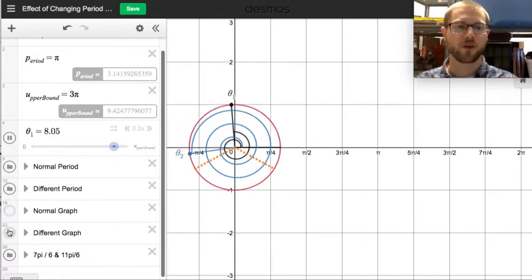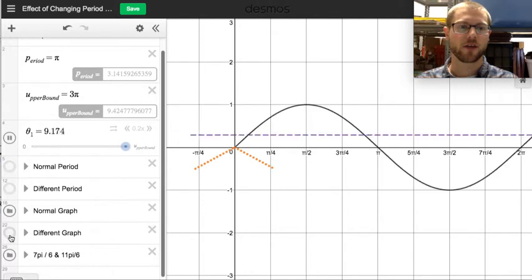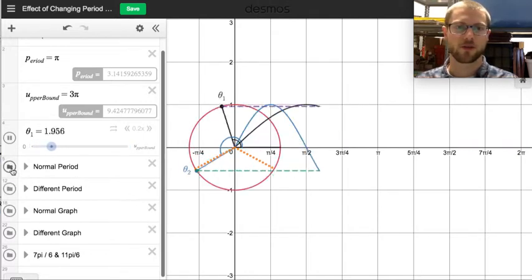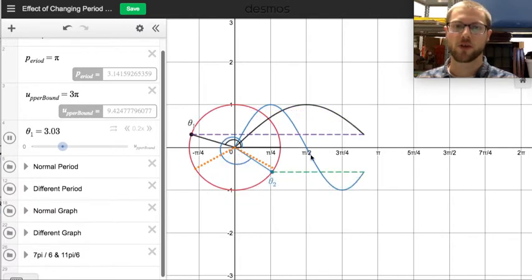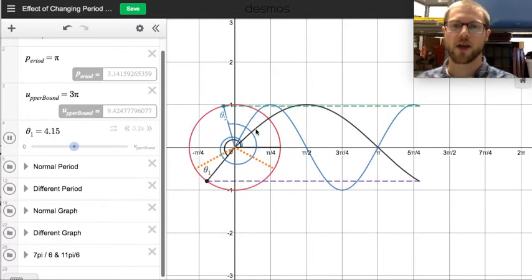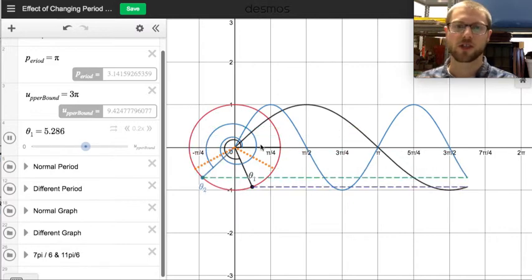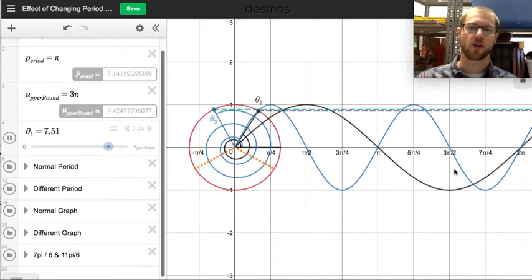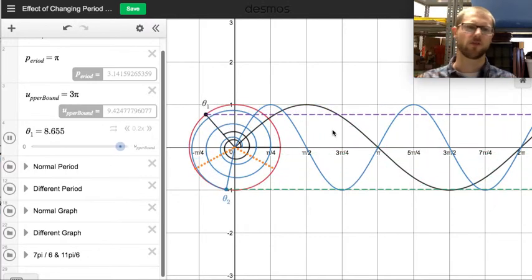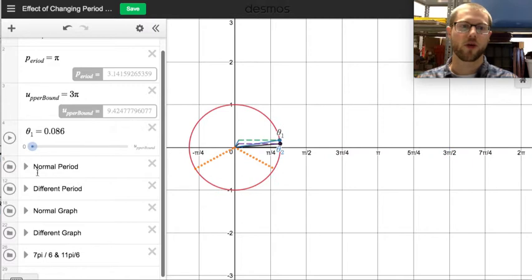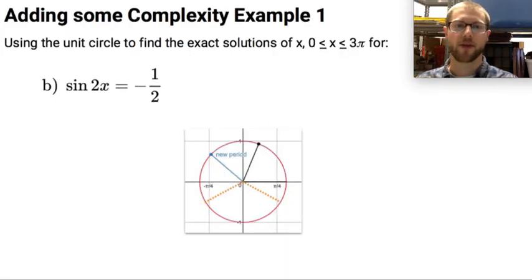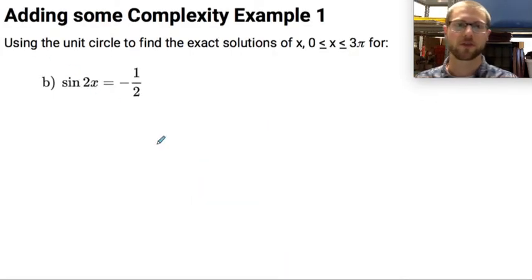You can also think about what the two graphs look like, your normal sine curve and your, well, let me turn this on too. There's a lot going on. Here, in blue is your sine of 2x, and in black is your sine of x. And we're seeing that we are repeating this wave 2 times where I used to have it occur just once. So now it's getting a little visually busy here. But really what I want to get at is that changing the period changes our number of solutions in that same restriction. So let's now get back into how we could actually solve this algebraically.